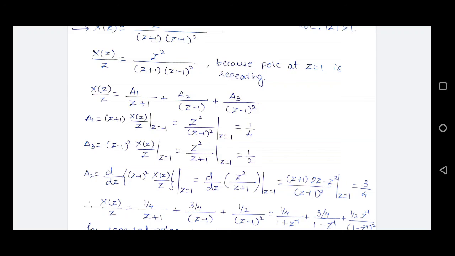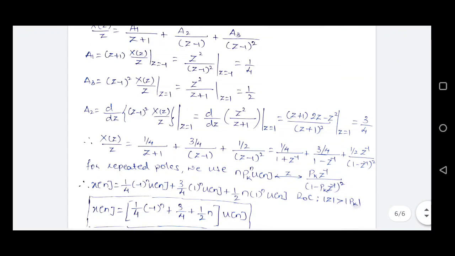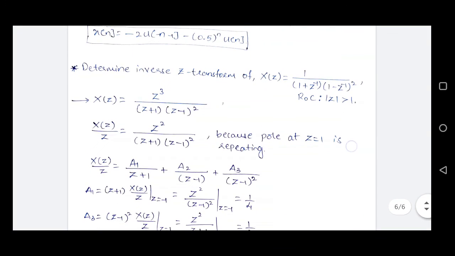Now using the value of the residues in the Z transform expression, we can write it as X of Z divided by Z equals to 1 by 4 divided by Z plus 1, 3 by 4 divided by Z minus 1, plus half divided by Z minus 1 whole square. Or expressing it in the negative power of Z, it will be 1 by 4 divided by 1 plus Z inverse plus 3 by 4 divided by 1 minus Z inverse plus half Z inverse divided by 1 minus Z inverse whole square.